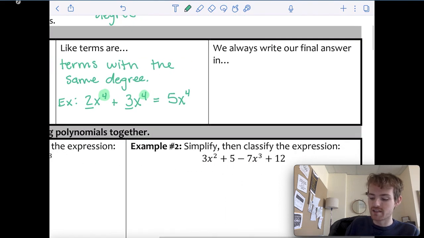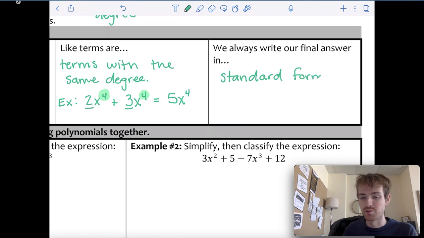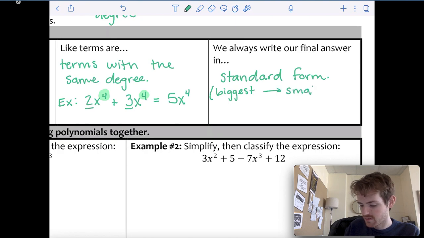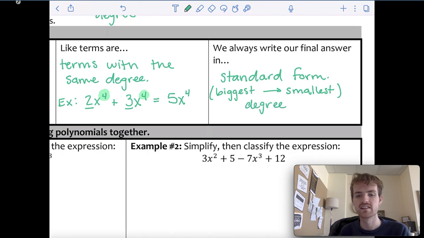We always write our final answer in standard form. A reminder, standard form means we order them biggest to smallest degree. We'll get to see that in the examples again.